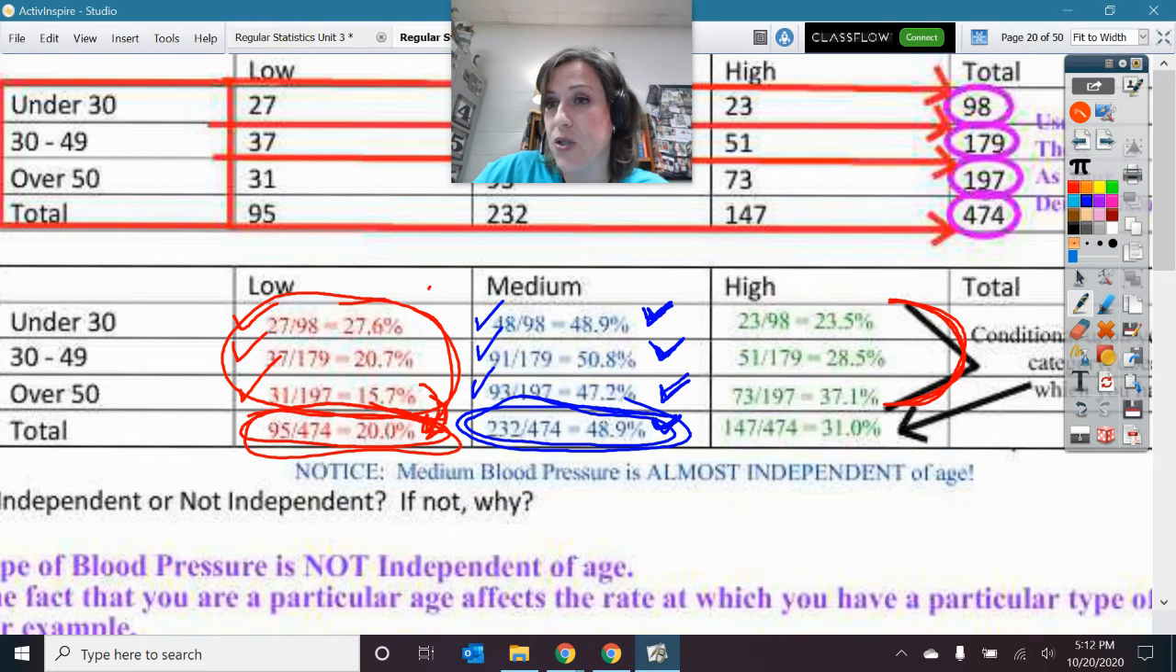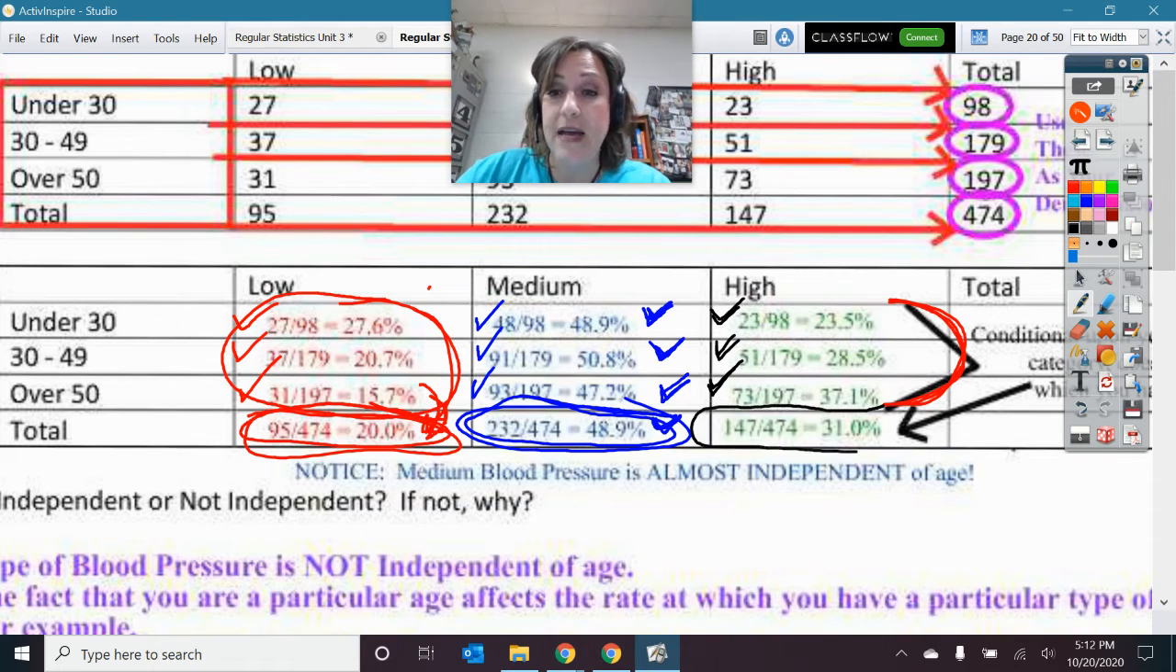All right, let's take a look at the last one here. High blood pressure. Let's see if the fact that you are one of these ages is affecting the rate at which you have high blood pressure. So let's see. Okay, overall, it's 31%. How do these others compare? Well, look at there. The under 30 and 30 to 49 are below. But over 50, they have high blood pressure at a higher rate than overall. So it looks kind of like the older you're getting, the more you're having higher blood pressure.